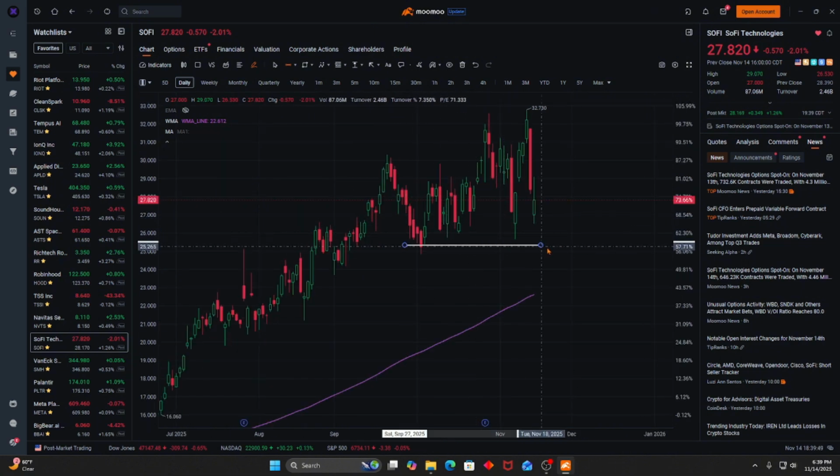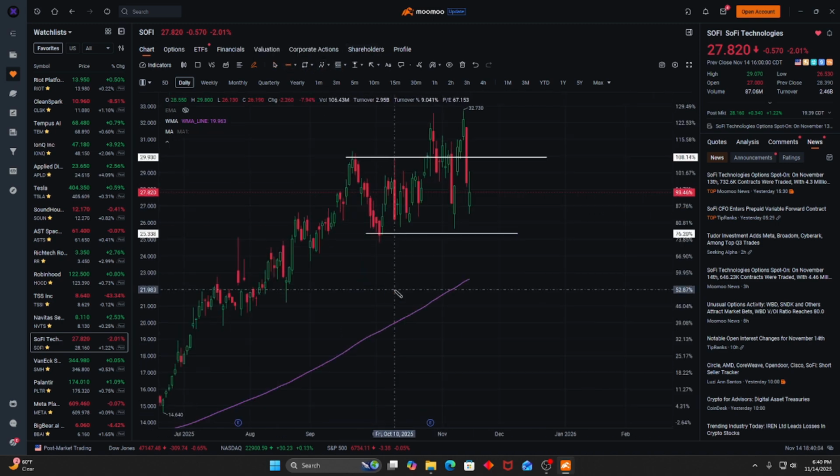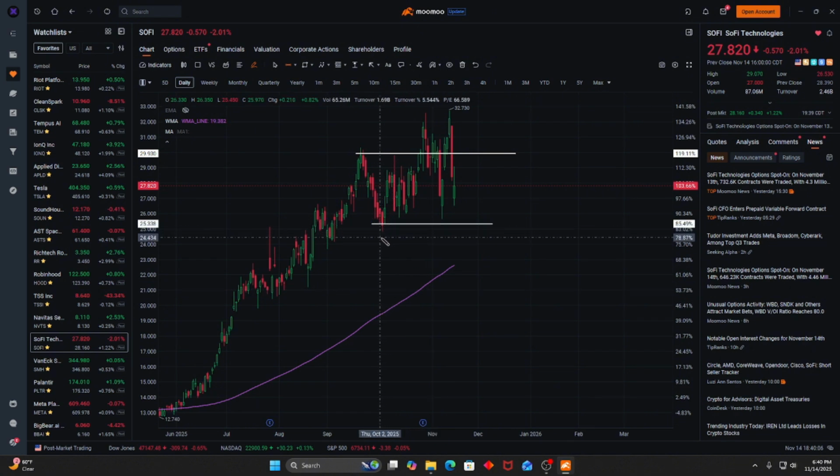So here's some support right here, right? And how do you know? Because it came down and then finally reversed and came to a high here at 29, which is another level. That's a level. Here's a level. And then if it does come down, where's our next level? Right here at 24. And then you keep doing this.